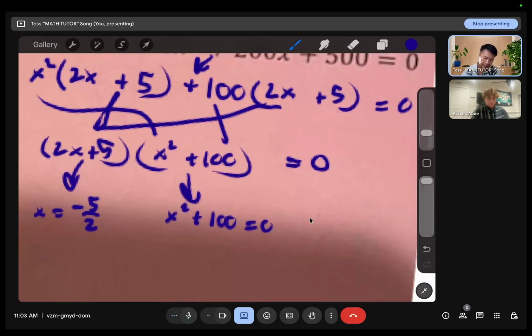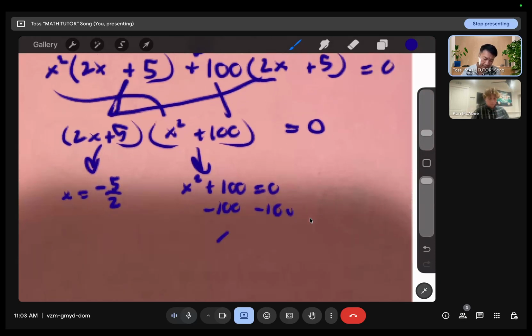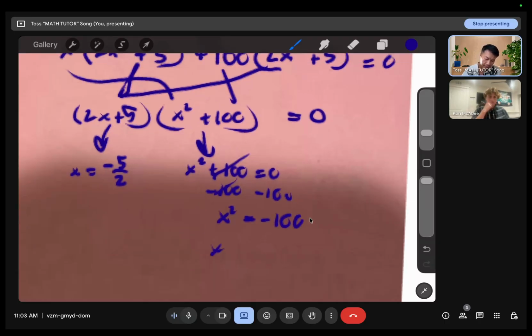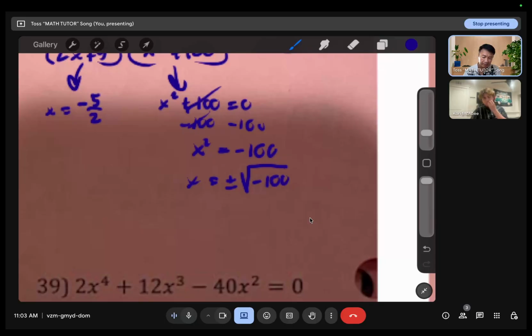Set each factor equal to 0 and solve. This one, subtract both sides by 100. So you're left with x squared equals -100. And then you square root it. But you do a plus or minus on the other side, but still you have a -100 inside the root. And here it is, your imaginary answer.